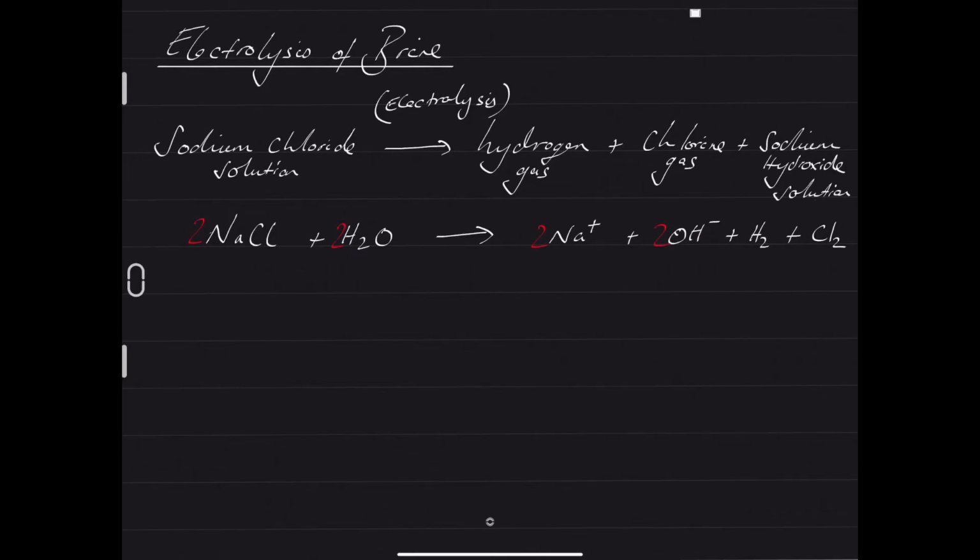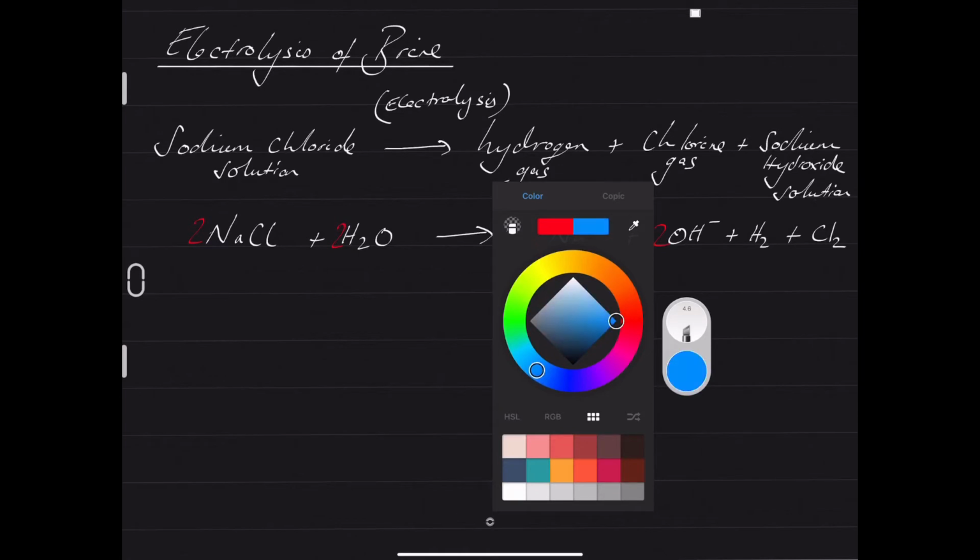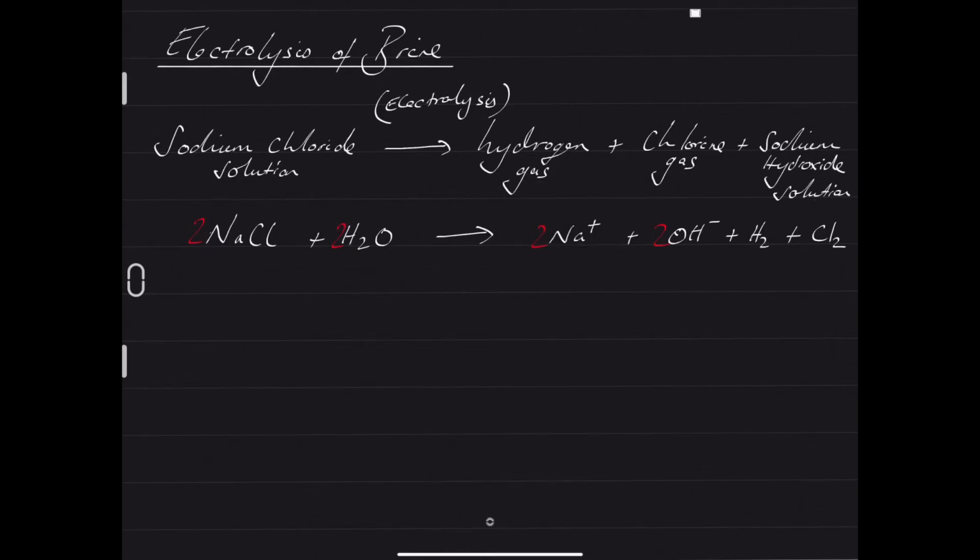Now, this equation is still not complete yet. We have to include state symbols. So the sodium chloride is in an aqueous state. This is water, so we put this as liquid. The sodium ions are in an aqueous state. The OH minus ions are in an aqueous state. The hydrogen gas is in a gaseous state and chlorine is in a gaseous state.